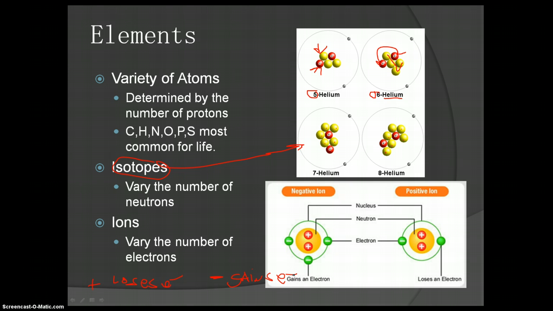So if everything has the same number of protons and the same number of electrons to start, 6 protons in carbon, 6 electrons in carbon, the charges cancel each other out and the atom is neutral. But if it were to gain an electron, there's more negative charges than positive, so the element is negative. If it were to lose an electron, there's more positive charges, more protons than negative, it's positively charged. Okay? Remember, if it gained a proton, it wouldn't be positively charged. It would be a different element.